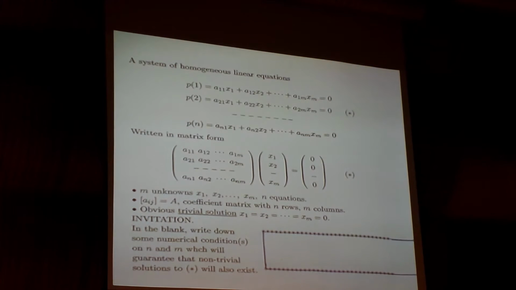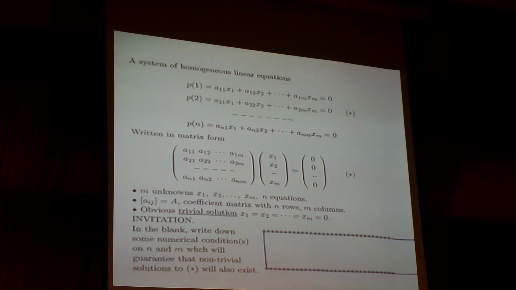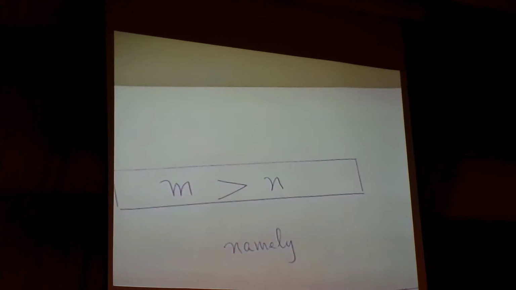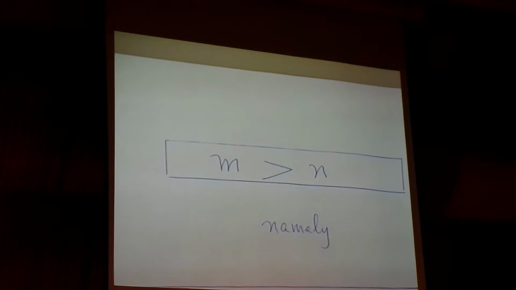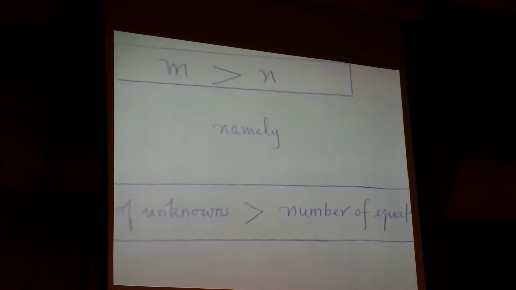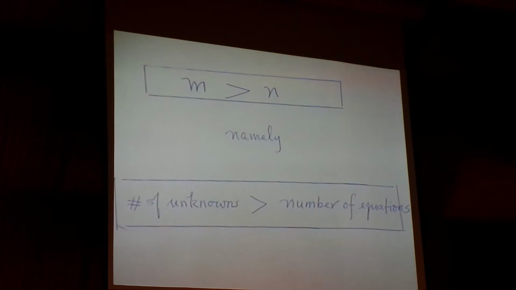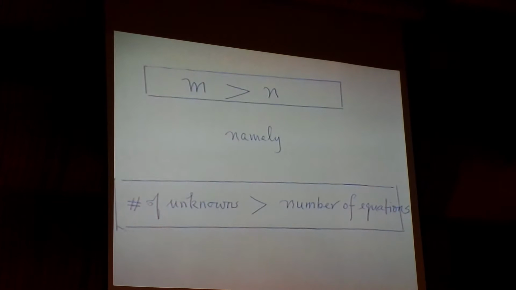Anybody who has gone through even high school algebra or college algebra will be able to do that, and here it is: m bigger than n. You write down the requirement that the number of unknowns exceeds the number of equations. All right, and everybody knows that under this numerical condition, you can certainly find non-trivial solutions to the system.